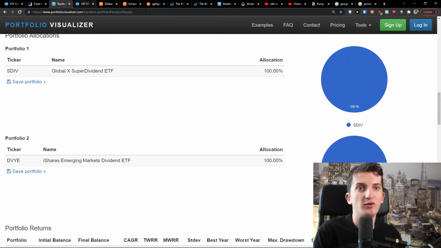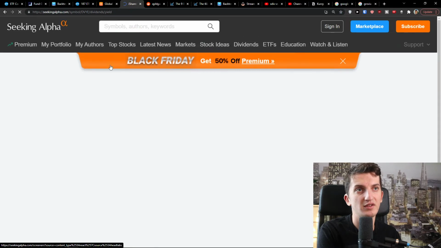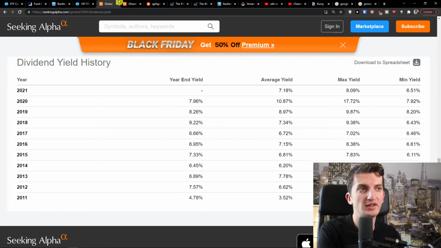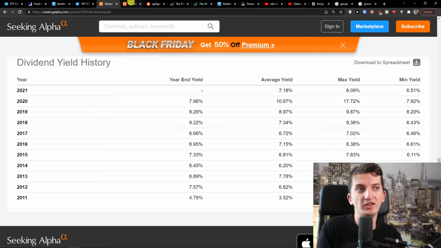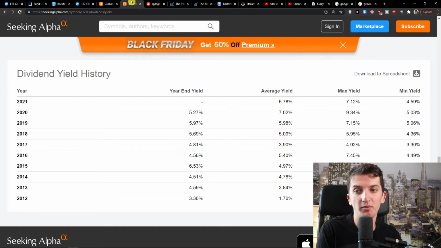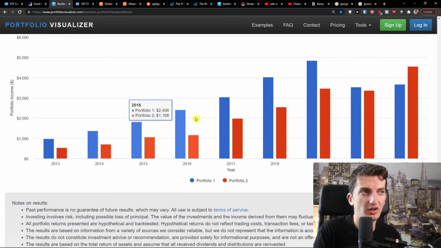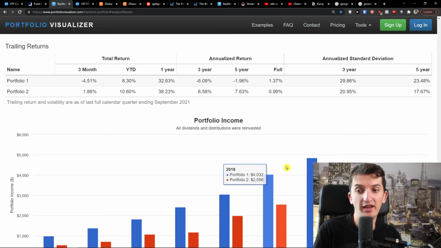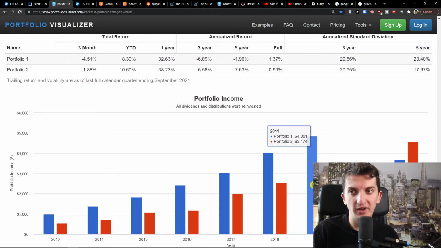And let's go further and let's see DVYE. Yep, the dividend is also really great here, but as you can see, it was better with SDIV compared to DVYE. Of course, you can see clearly here that even the performance of DVYE is so good. But again, it depends on whether you want to invest in that or not.